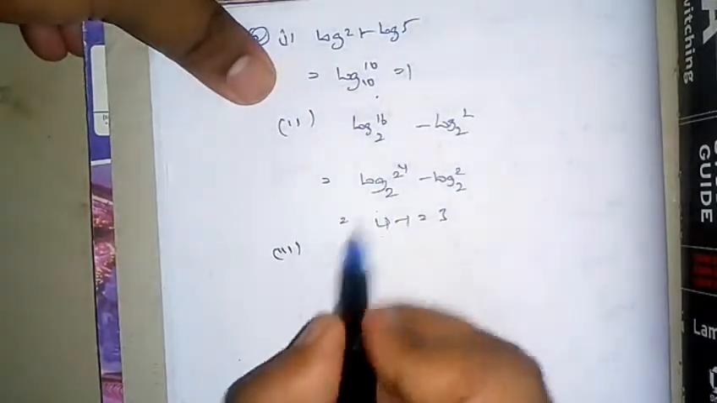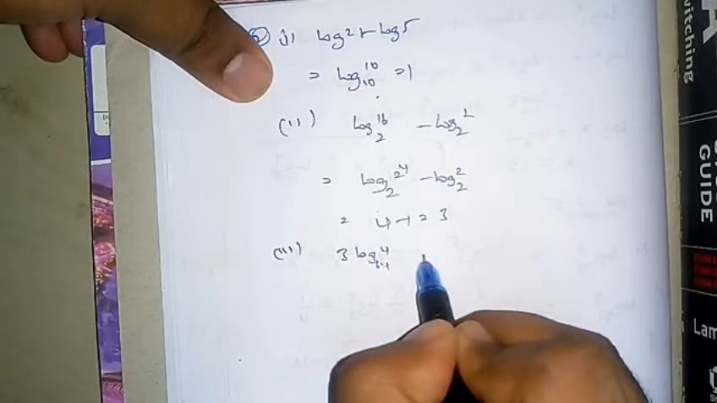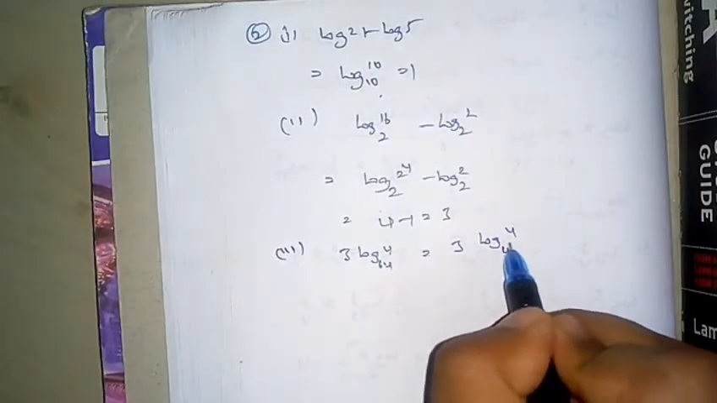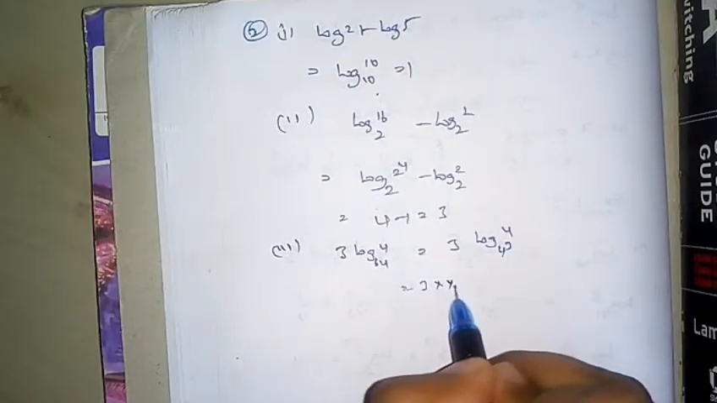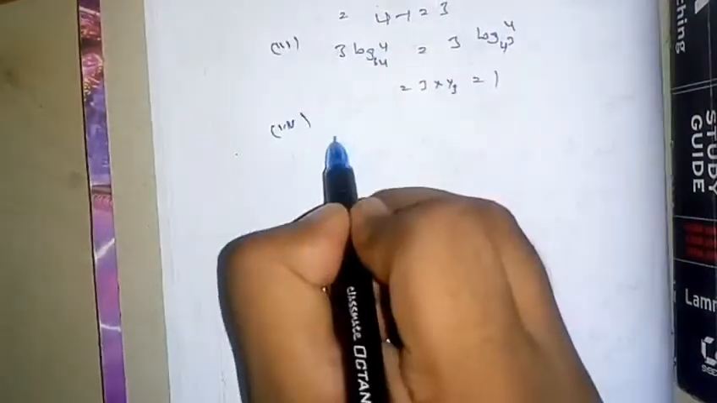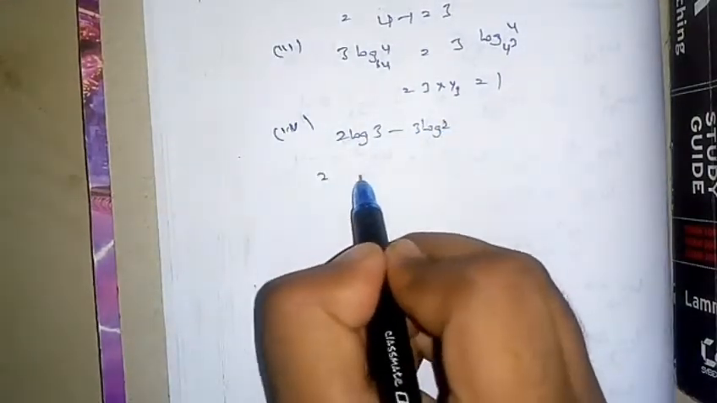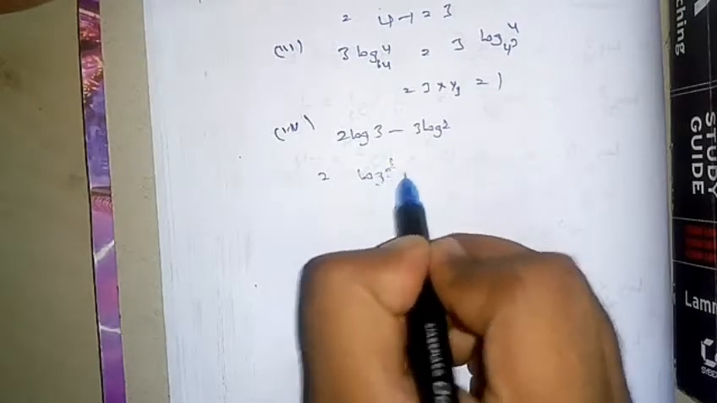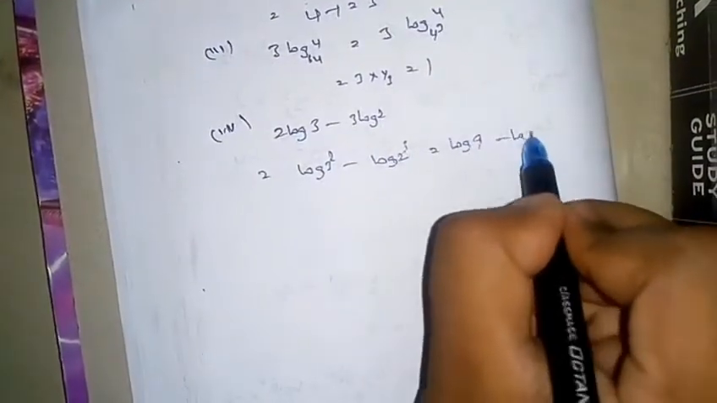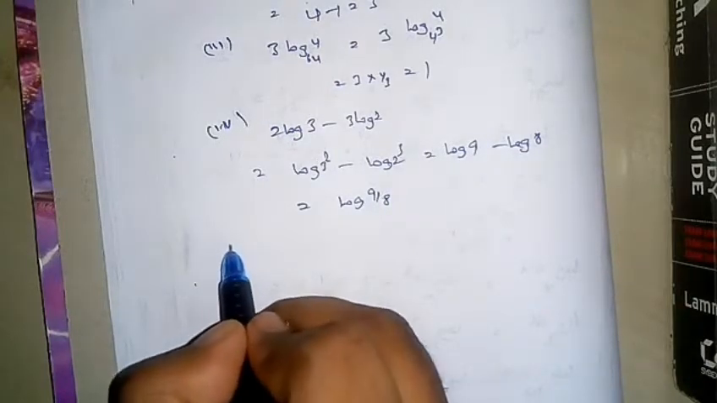Third one. 3 log 4 64. This can be written as 3 into log 4 64, and 64 can be written as 4 cube. So this will be 3 into 1 by 3, which is equal to 1. Fourth one. 2 log 3 minus 3 log 2. This can be written as log 3 square minus log 2 power 3, which is equal to log 9 minus log 8. This can be written as log 9 by 8. That's it.